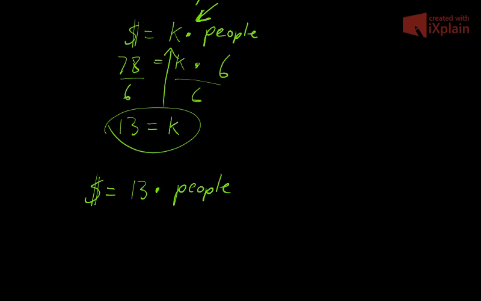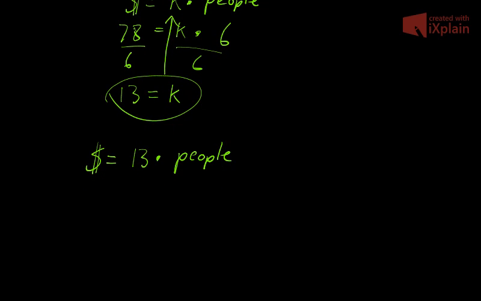Now I want 10 people going, so money is equal to 13 times 10. 13 times 10, I hope, is $130. Just like that, we're good to go. So we can keep going with this. A lot of the problems are going to look very, very similar.